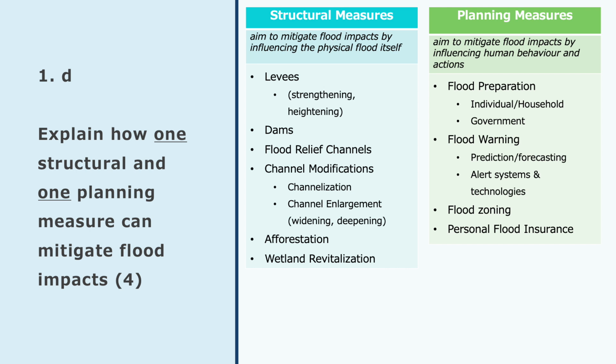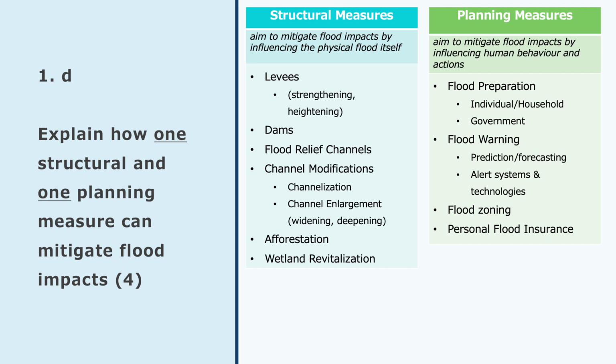So some measures that can do that are levees, strengthening them or heightening them, building dams or flood relief channels, modifying the channel in some kind of way like channelization or enlarging it, scooping out and making it deeper or cutting through the banks and making it wider. Structural measures also include some nature-based solutions like afforestation and wetland revitalization, because again, these are methods of mitigating the flood that will actually change the direction or dynamics of the flood waters.